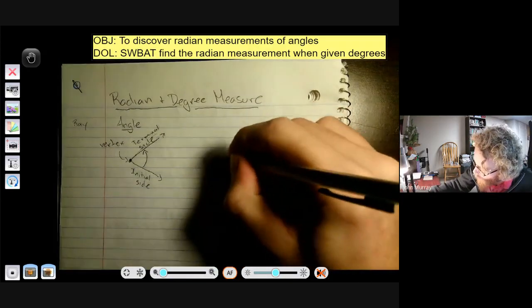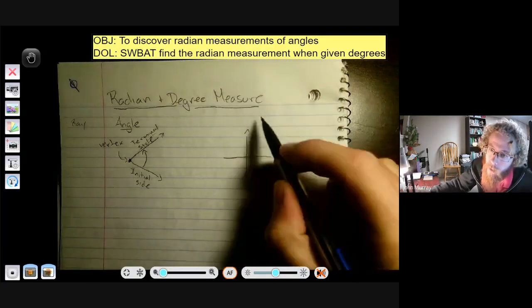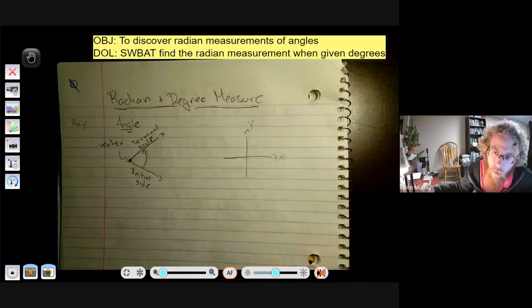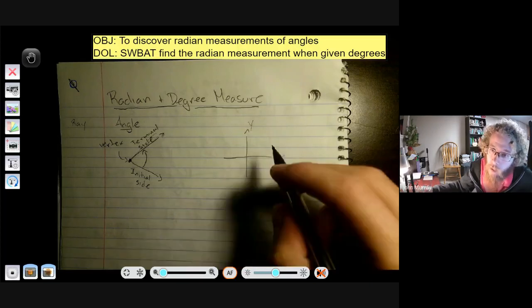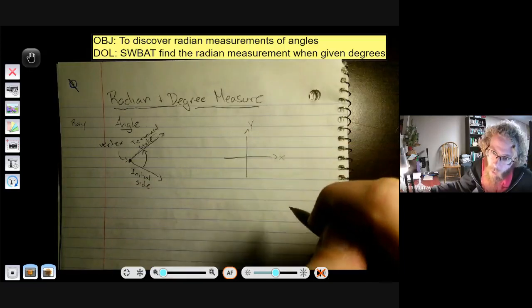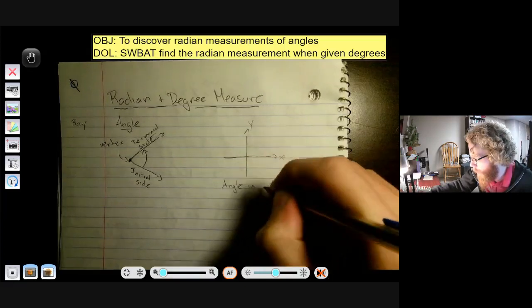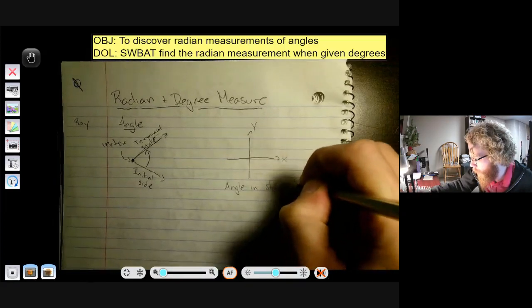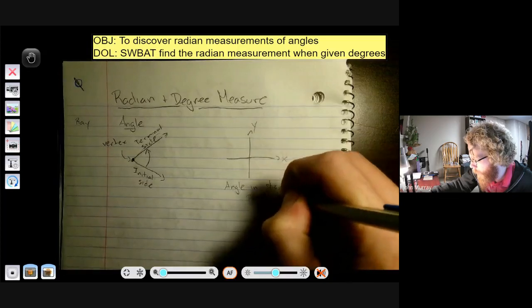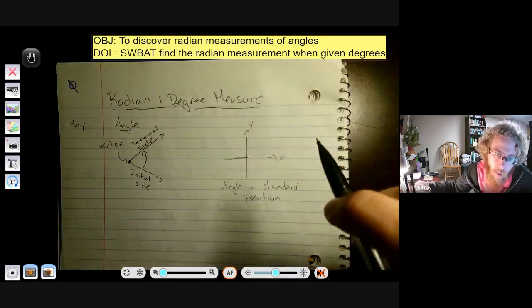For the most part, we are going to be looking at angles on the X and Y axis. This may be familiar from Algebra 2 when you did the unit circle. We will be revisiting that. So when we have the X and Y axis, we say that this is standard position. So we're making it so it's nice and neat and it's easier to read.